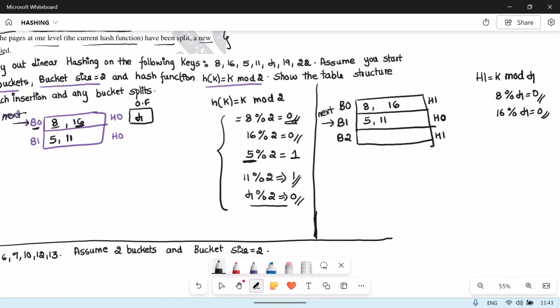Then you had this overflow value, right? 4 mod 4 is again 0, but that bucket is again overflow. So nothing to be done, keep it as it is. So 4 is still an overflow even after splitting the bucket. Now what do you do? Overflow has occurred at B0, but which bucket would you split? You would split the bucket on which next is pointing to.